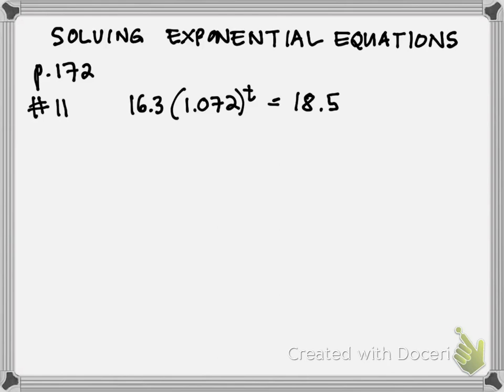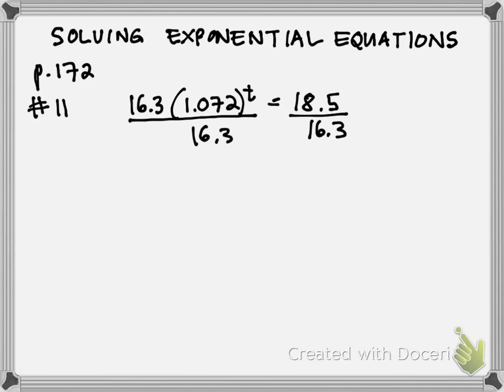Okay, how do we know that this is an exponential equation? Well, that's what we discussed when we defined exponential equations. We know it's exponential because the variable t is used as an exponent. So what we do first here is isolate the expression where you see the variable t. We want to get rid of the 16.3 by dividing both sides by 16.3.